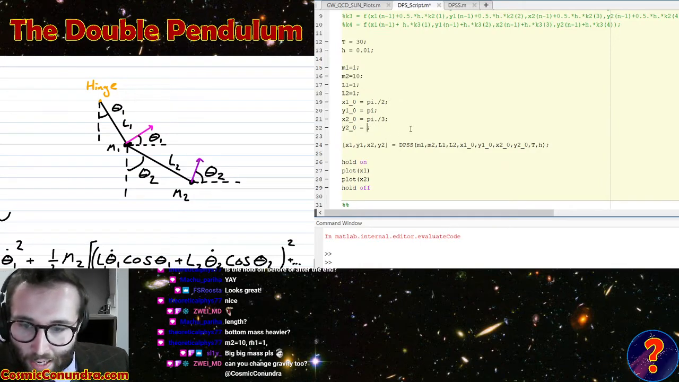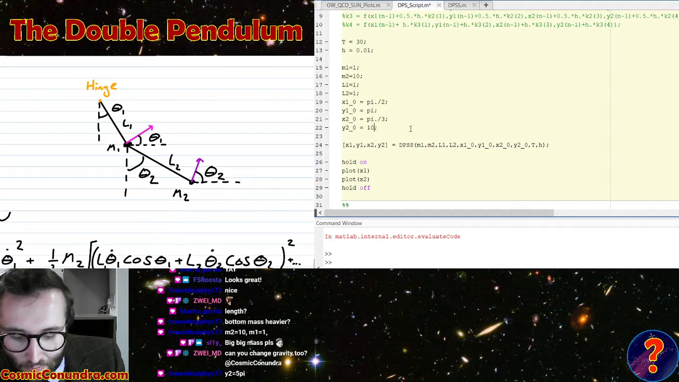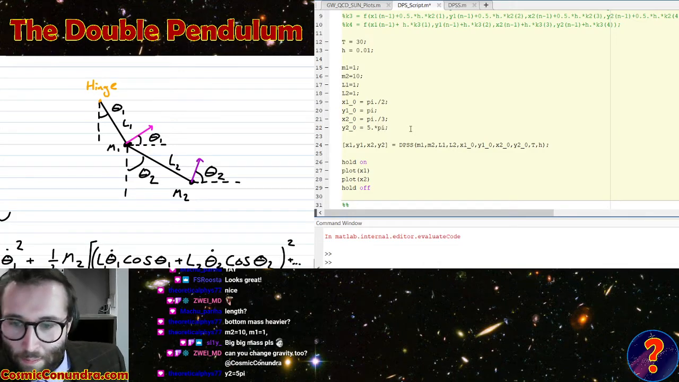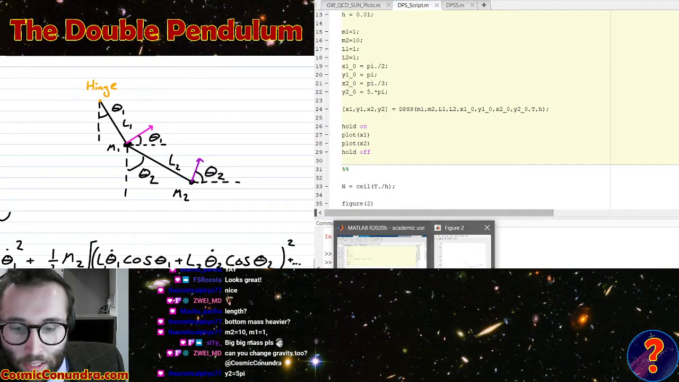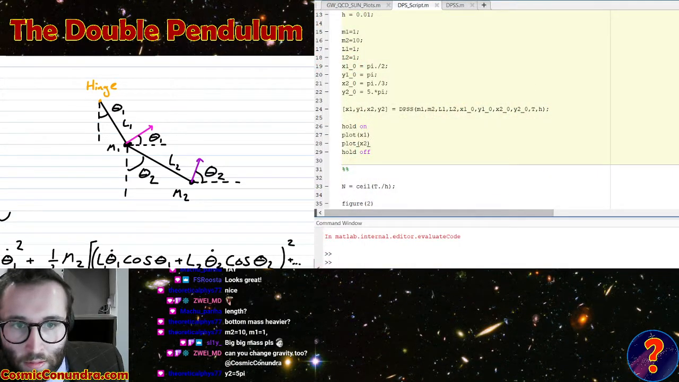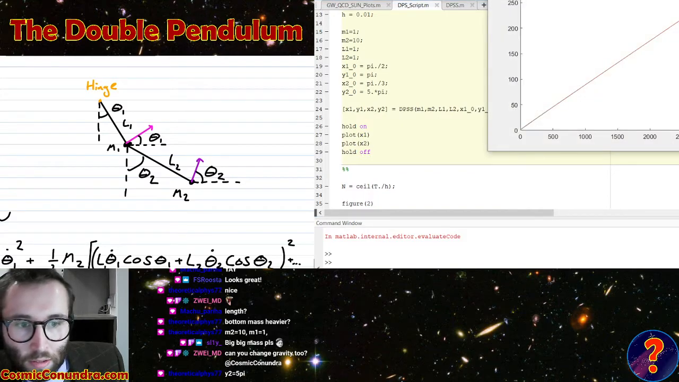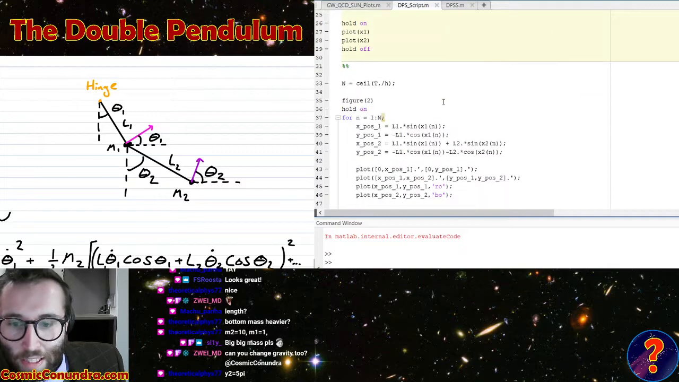So I'm gonna give it a big push. I'm gonna give it a big push of 10 pi. Okay, 5 pi. Let's go 5 pi. So let's first just generate all of the numbers with the solver. Oh, has it done it? Well, yes, I need to cancel that. Ooh. Okay, something interesting has gone on there.